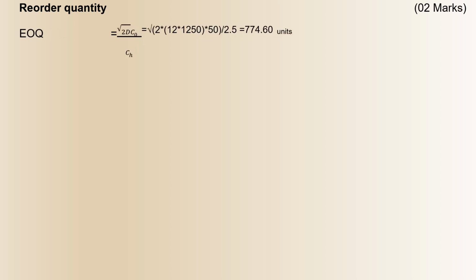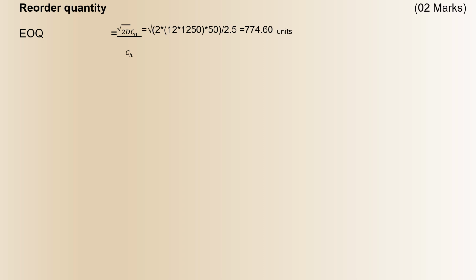So let's calculate the reorder quantity first. Here you can use the EOQ formula to calculate the reorder quantity. When you substitute the figures, you may note that it is 774.6. When you are applying the units, you must know that we can't keep decimal places.